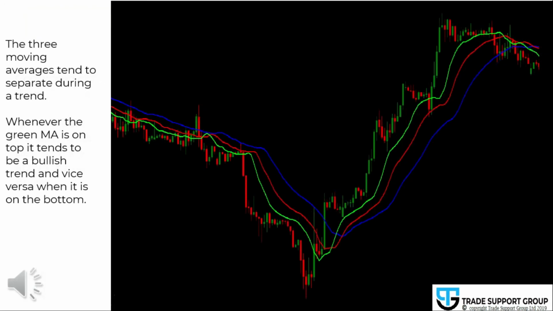When using the Alligator indicator, the three lines tend to separate during a strong trend, as you can see in the picture. You can see a strong bearish trend and then a sudden reversal to a bullish rally. Once the blue and green line officially cross over, this indicates a strong trend reversal, which we see in this picture.